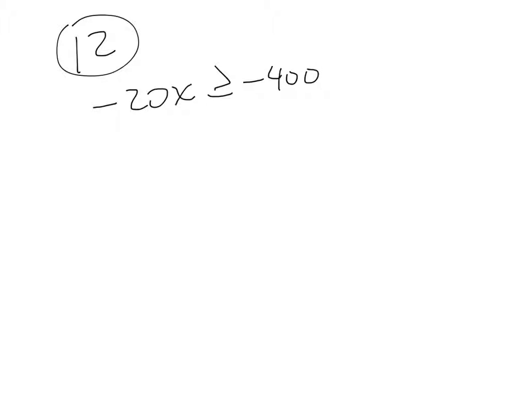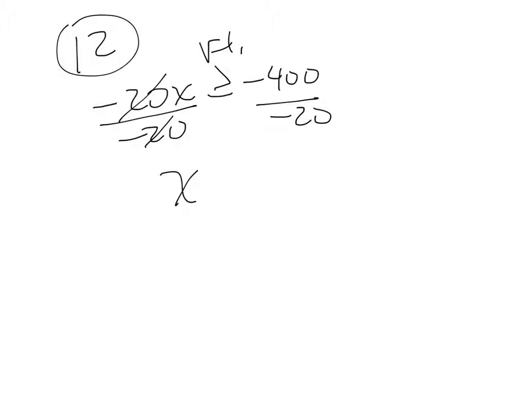Okay, at number 12, since it's negative 20 times x, you're going to divide by negative 20. The negative 20s cancel out. You're left with x. You're going to go ahead and flip the sign because you divided by negative 20. And then negative 400 divided by negative 20 is a positive 20.